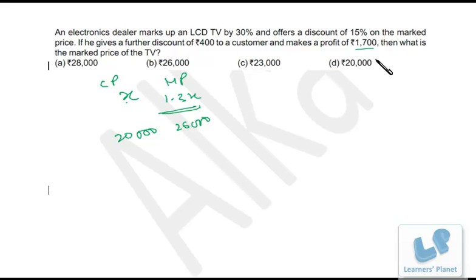After that he is making a profit of 1700. So 43 plus 17, that is 6000. That is, if you reduce 6000, you will be getting the cost price. So 26,000 is obviously a correct choice. Okay, we have done cross verification also, right?